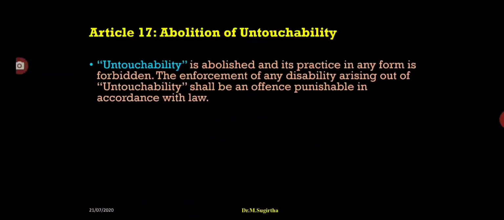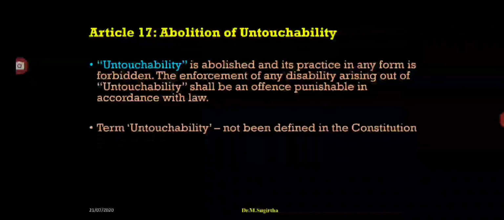Now, Article 17, Abolition of Untouchability. The practice of untouchability is one of the crudest manifestations of inequality. This has been abolished under the right to equality. According to Article 17, untouchability is abolished and its practice in any form is forbidden. The enforcement of any disability arising out of untouchability shall be an offence punishable in accordance with law.